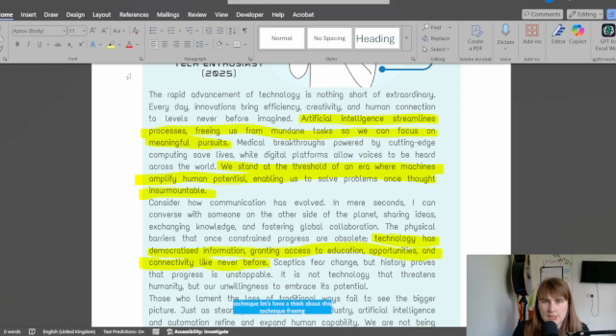Freeing us from mundane tasks so we can focus on meaningful pursuits. I think it might be the use of the adjectives there. Interestingly, the adjectives have the same letter, so it's a form of alliteration here. So I'm going to call them alliterative adjectives. We've got mundane and meaningful, and it's supposed to show a contrast there or juxtaposition.